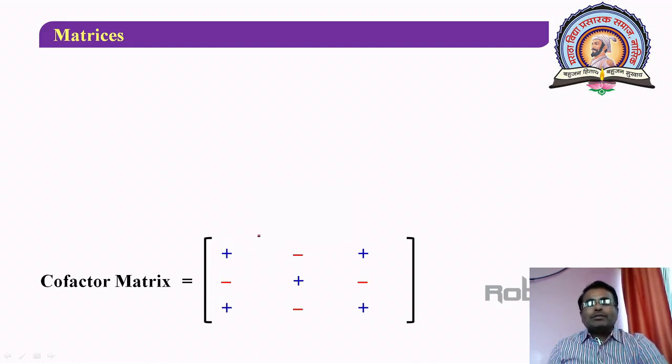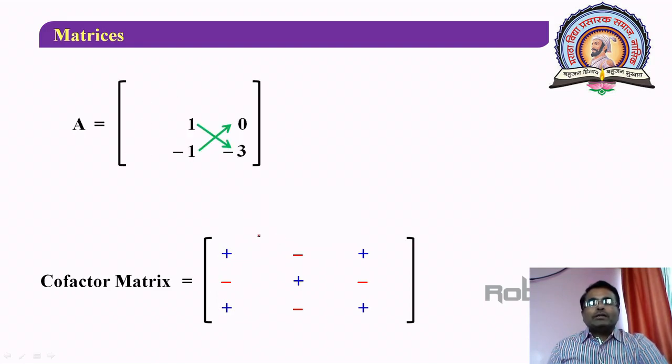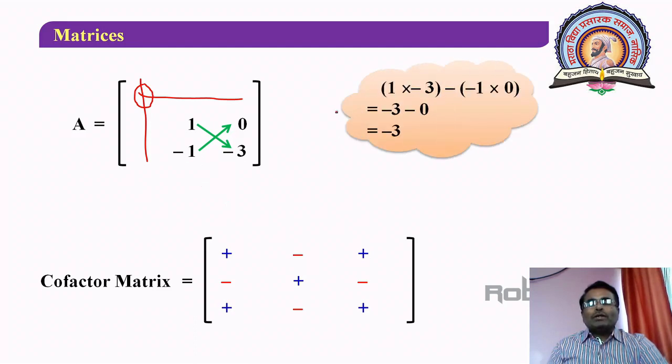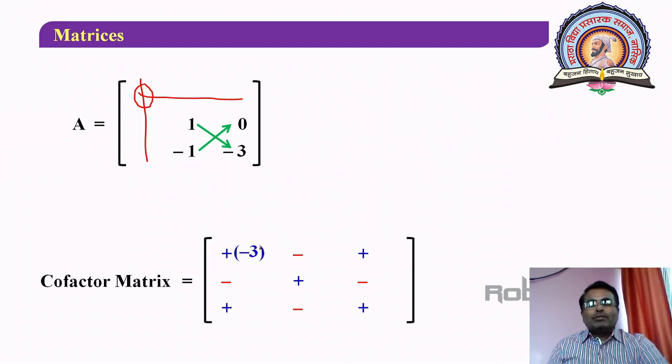Now once you consider this, it is clear that your given matrix A is this one. Now for finding the minor of this element, what to do? You have to delete the first row and first column. So therefore what you will get? Here these two rows are disappearing. Now this determinant will come here. Okay, so 1 into minus 3 minus 1 into 0, it is minus 3. So that minus 3 will appear here along with the plus sign.